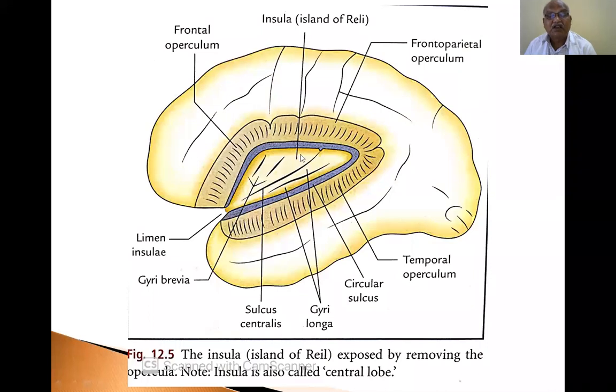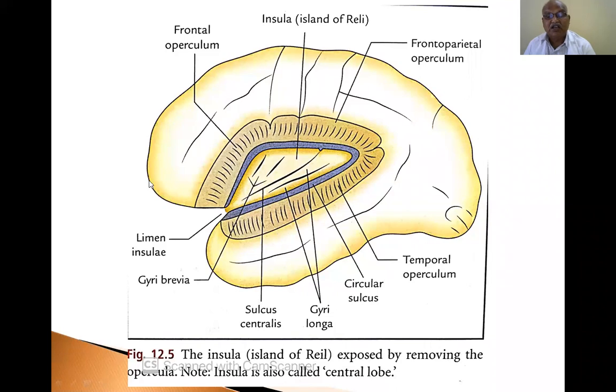This is the insula, island of Reil. This is a hidden part. It is nothing but an extension of the frontal, parietal, and temporal lobes. So from all the lobes, a little part is extended deep, and this is the insula or island of Reil.